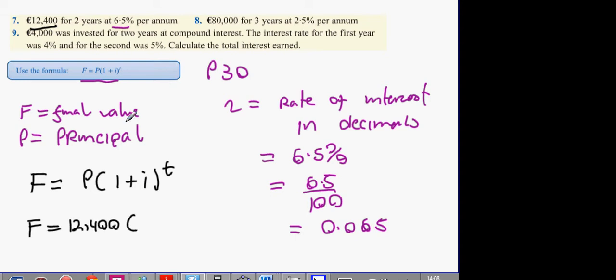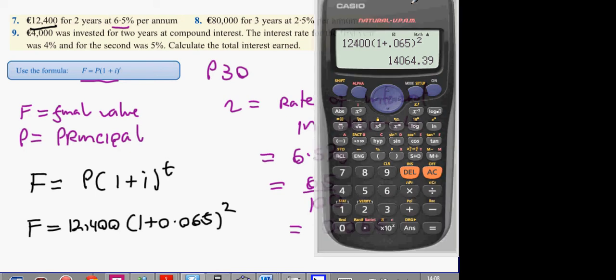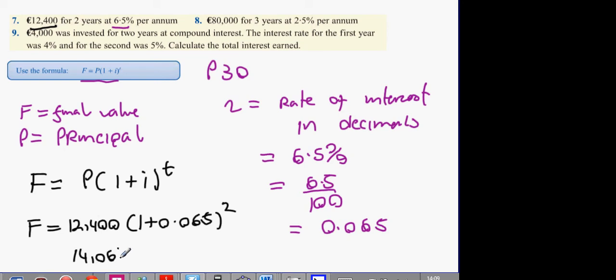12,400. Then the number 1. And then i, which is 6.5% or 0.065. Okay? And then the time is T. How many years did we invest it for? And we can see that's 2. Once you have the equation written down, all we gotta do is just use the calculator after that. And you just put it all in one go. Squared. And what we get here is €14,064.39. So 14,064 and 39 cents. Okay.